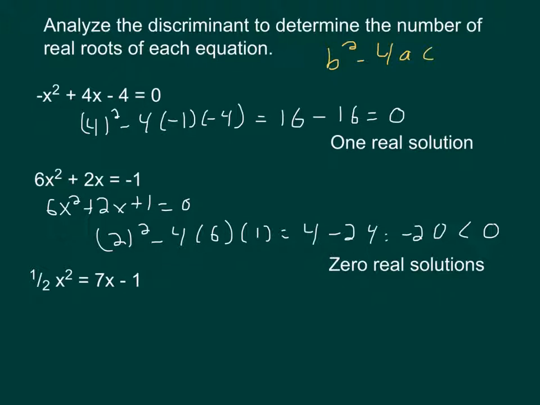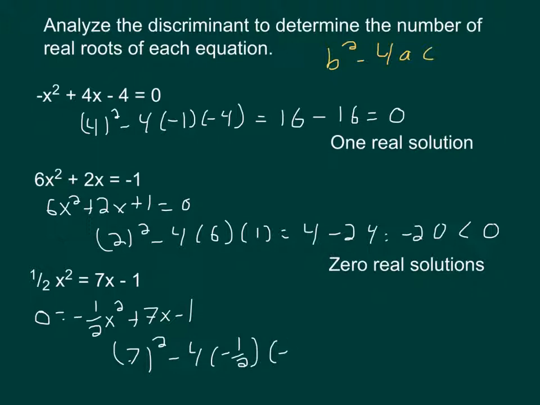All right, and the last one, this is not in standard form either, and I can move them in either direction. It's going to actually work out just fine. I'll just move the 1/2 x squared. So that's going to become a negative 1/2 x squared plus a 7x minus 1. And now I just plug in. B squared is 7 squared minus 4 times a is negative 1/2. C is negative 1.